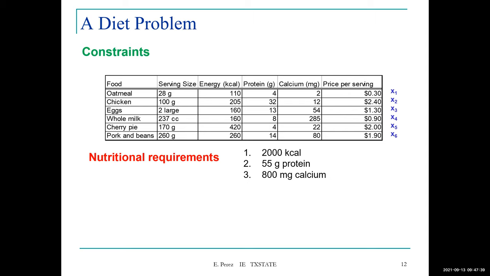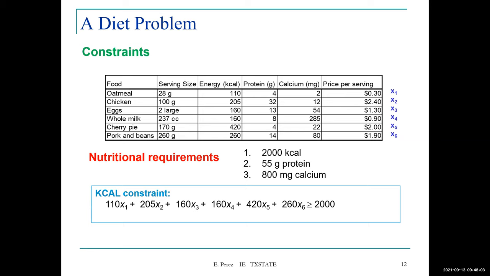The next thing is to formulate the constraints. I have listed the decision variables now next to each one of the rows in the table, X1 through X6. So our decision variables are associated to each one of the items. I want to meet these requirements now: 2000 kilocalories, 55 grams of protein, and 800 milligrams of calcium. I'm going to formulate a constraint first for the first requirement, which is 2000 kilocalories.